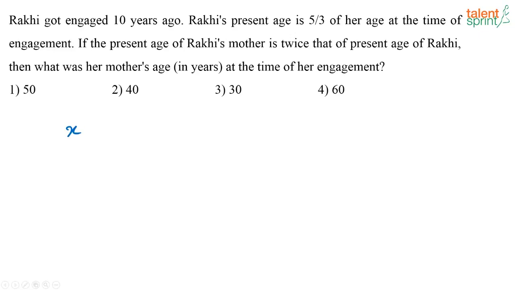Okay, now what are they saying? Rakhi's present age, that is X, is equal to 5/3 times her age at the time of her engagement. At the time of her engagement, how old was she? If her present age is X, 10 years ago her age was X minus 10. So Rakhi's present age X is equal to 5/3 of her age 10 years ago, or this is the equation that we get. From this we can find out the age of Rakhi, or I can say 3x is equal to 5x minus 50.